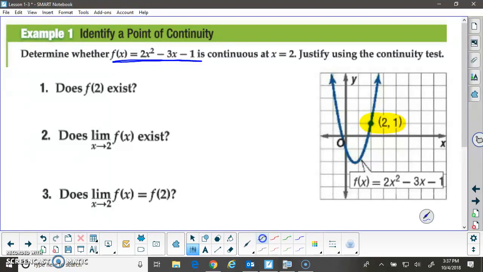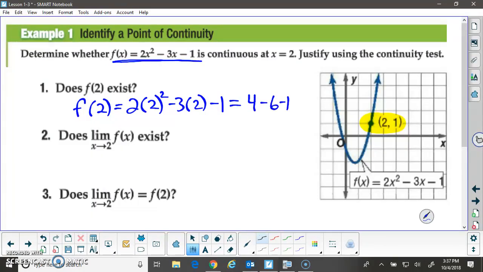The first part is to find out if f of 2 exists. If you put 2 into this function, we'd get an output of 8 minus 6 minus 1, which is equal to 1. So f of 2 does exist. If you put 2 into this function, your output is 1.